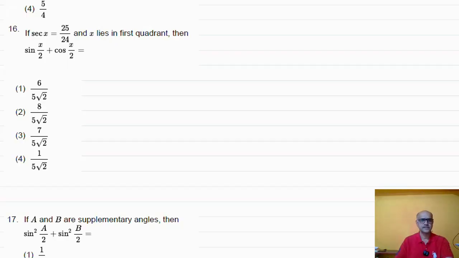So next, 16th. If we see secant x is equal to 25 by 24, he has given, means cos x is equal to 24 by 25, and x is in the first quadrant. So again, Pythagorean numbers you should know. If I take this as x, cos x, the base is 24, the hypotenuse is 25 and the opposite is 7. 7, 24, 25 is the Pythagorean number.